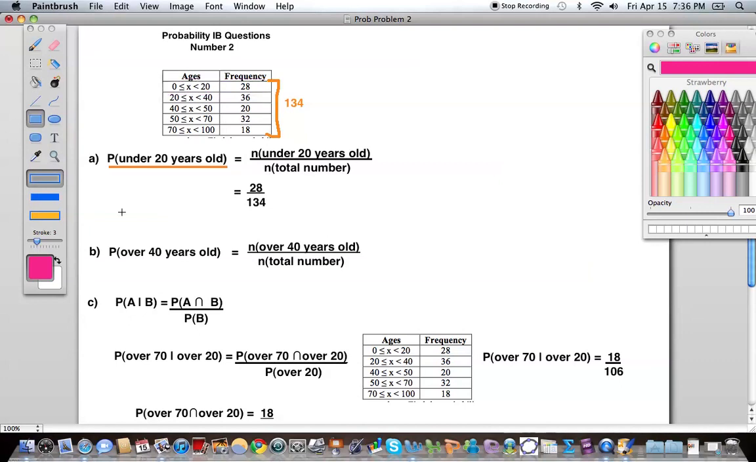If we move on to part B, we're looking now for the probability of choosing a passenger who is over 40 years old. We know again that the probability is going to be the number of ways that we can choose a person who is over 40 years old over the total number of passengers that we have, which again we found to be 134. Well, now there are a number of different ways for us to choose someone who's over 40 years old. We have a number of different ranges. These are all right here. We can choose someone who's in the 40 to 50 range, 50 to 70, 70 to 100, which means that we have to add up 20, 32, and 18.